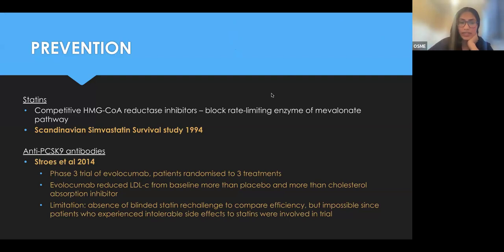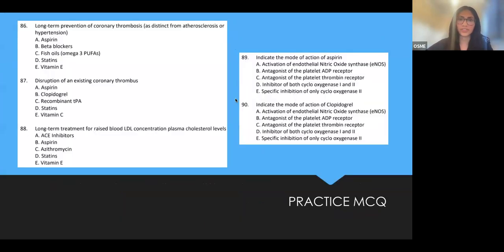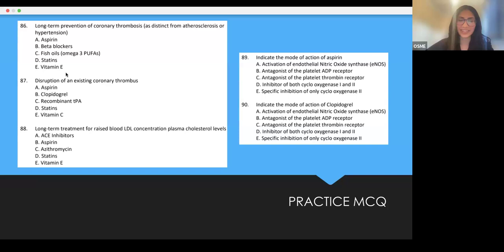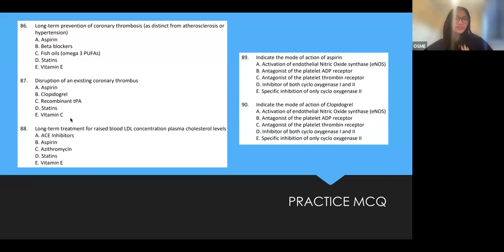And so you can say that a limitation for this trial of the anti-PCSK9 antibody is that they couldn't give a blinded statin rechallenge to compare the efficiency between those two drugs, but they said that it was impossible to do, because those patients suffered those side effects.